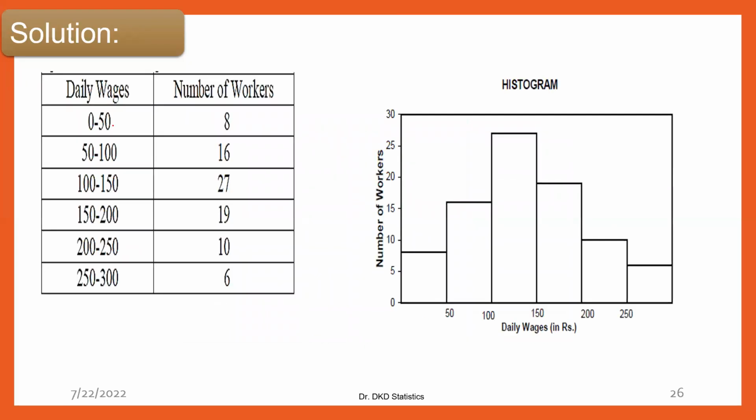This is continuous data, an exclusive class type of interval, and the corresponding frequency is given. We can put this data, with daily wages here and number of workers here, and this diagram is known as the histogram. So we can create it easily.